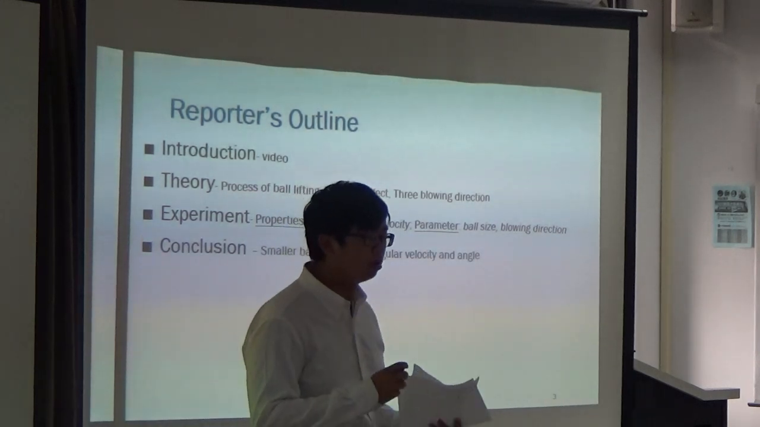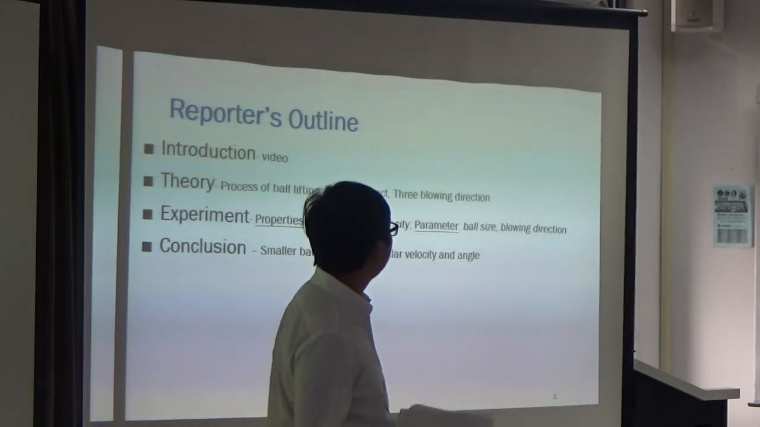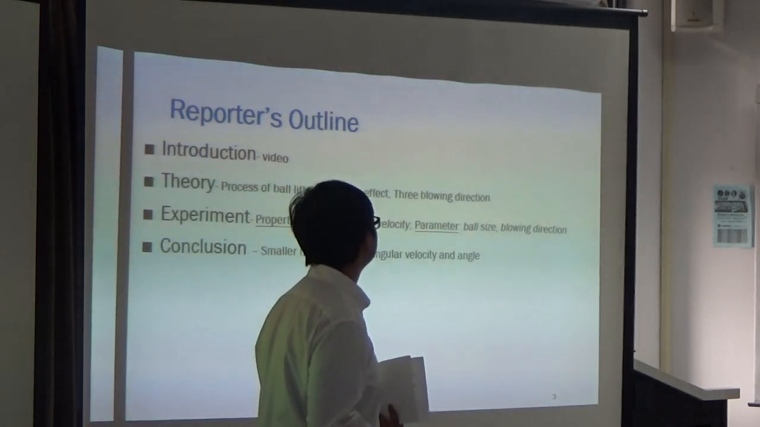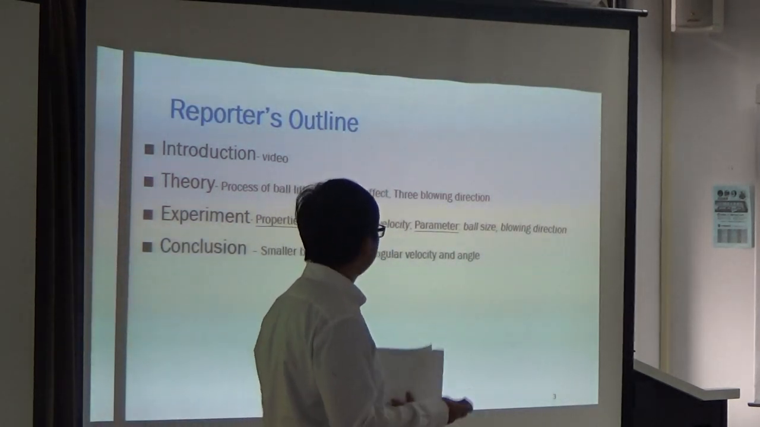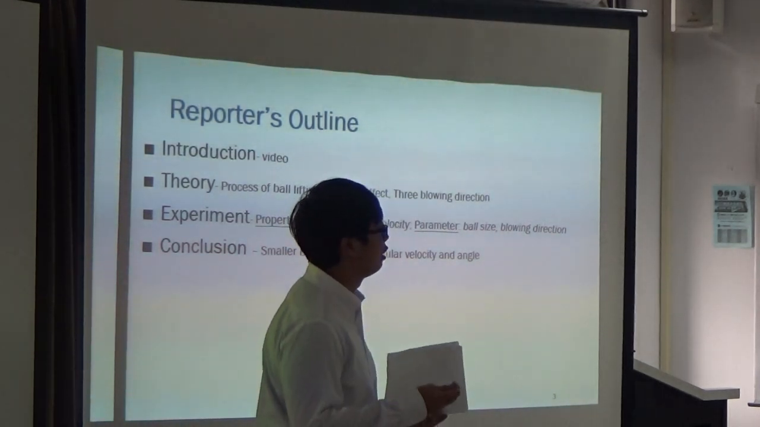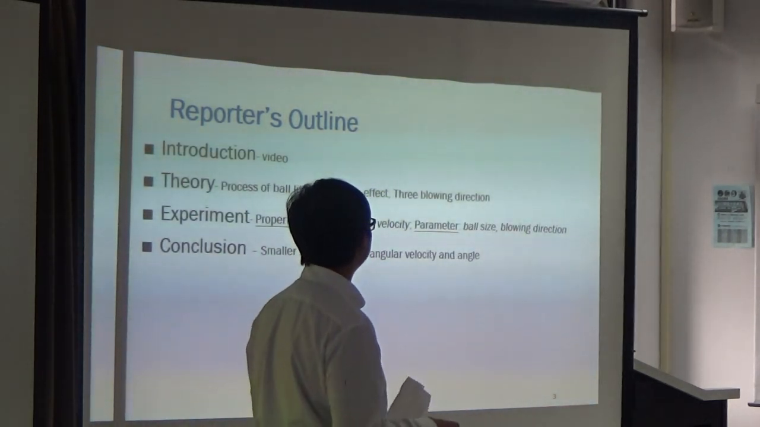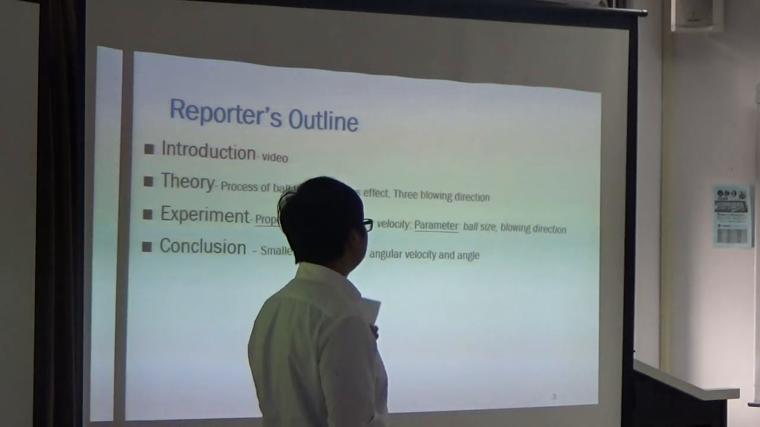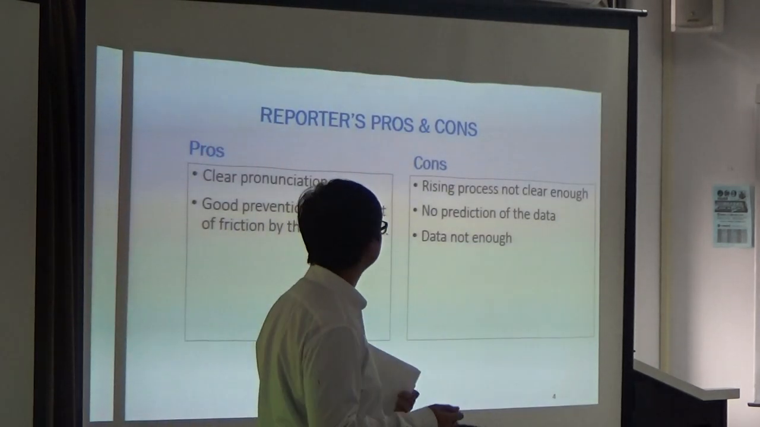Then let's talk about the reporter's outline. First, they introduce the problem and show us some video of the phenomenon. Then they have some theories, like the process of ball lifting, the Magnus effect and blowing directions. Then they do an experiment with some parameters: they change the ball size, they turn the blowing direction, and they measure the angle and angular velocity. Lastly, they talk about the conclusion. They think that a smaller ball gets faster angular velocity and angle. This is the reporter's pros and cons.